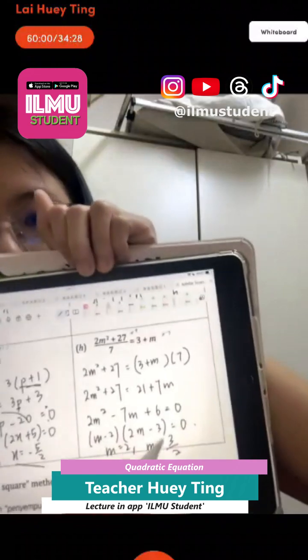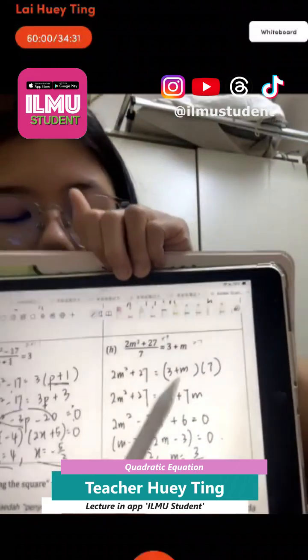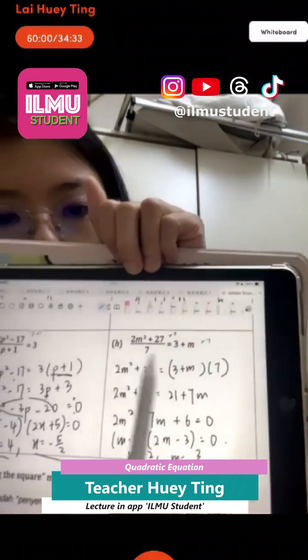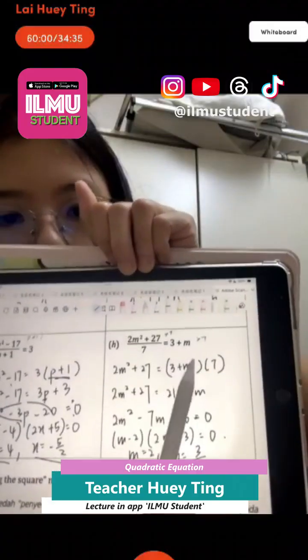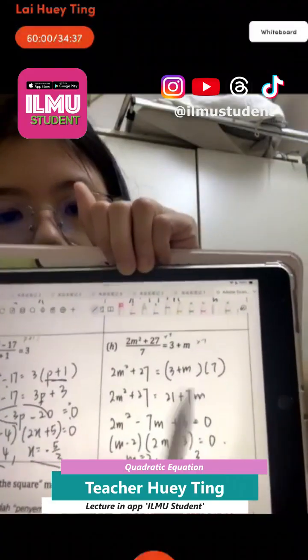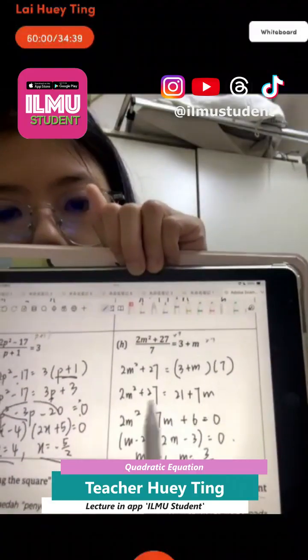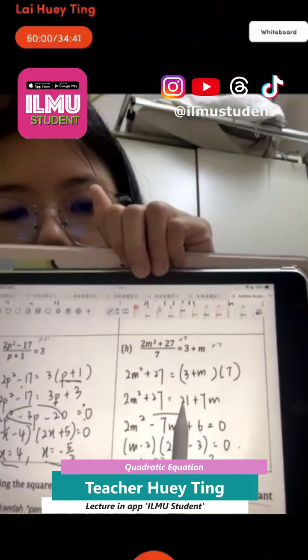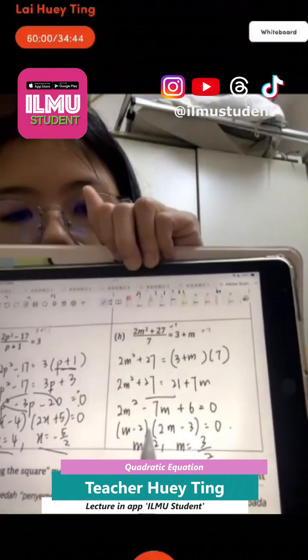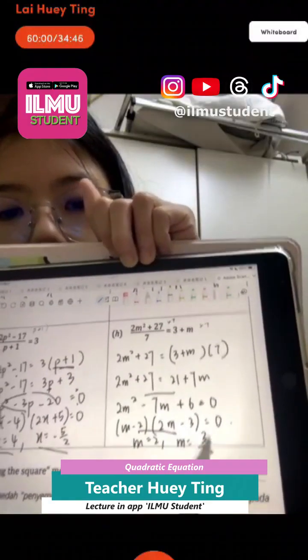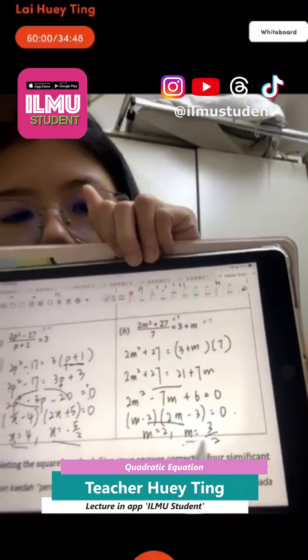Okay, so for this question, it's also using a similar way. We multiply 7 for both sides, and then we get this answer, and then we rearrange it. After that, we get this. After we get this, we can factorize using the factorization method. Then we get this answer.